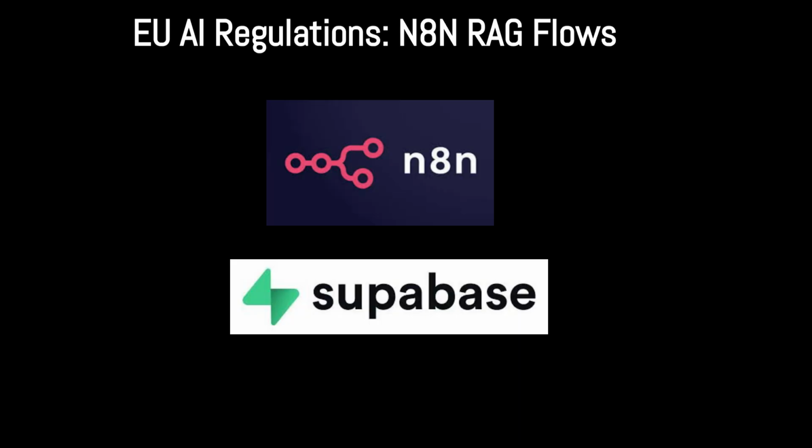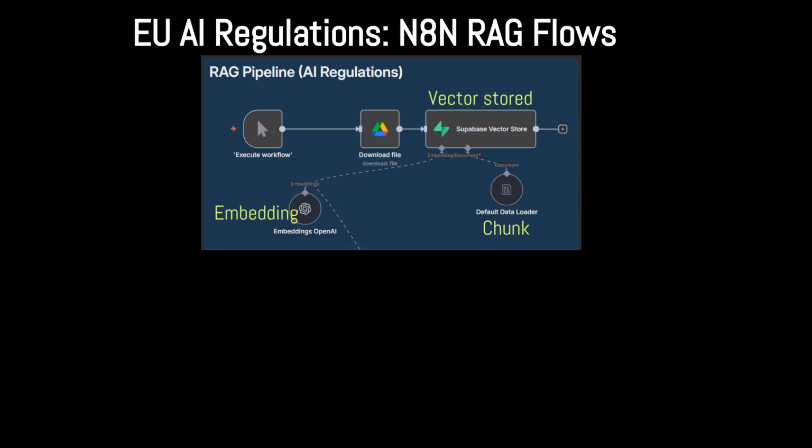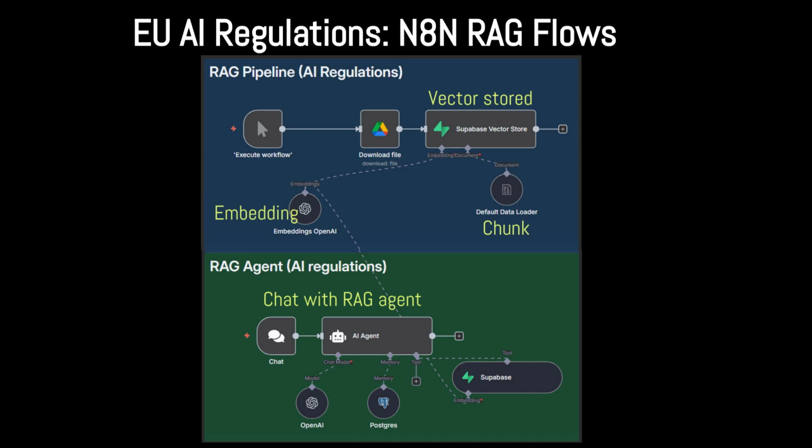I've built a no-code RAG workflow in N8N connected to a Supabase vector database. The demo has two main flows: the RAG pipeline workflow that loads the data into the vector database. The data is chunked, the embedding is then created and stored in the Supabase vector store. The RAG agent workflow is a chatbot interface that asks the AI agent questions based on data stored in the vector database. In order to maintain context during a chat conversation, the agent also includes a Postgres memory database.